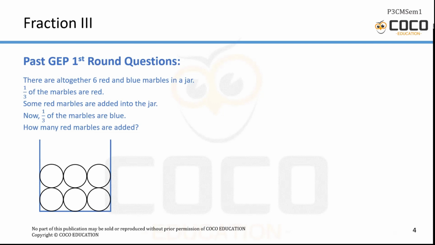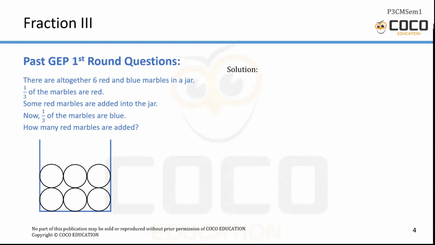Then the question says, some red marbles are added into the jar. Now 1/3. So this 1/3, be careful, is 1/3 of the new total. Correct? It's not the original one. It's 1/3 of the new total. Okay, so let's do the calculation.